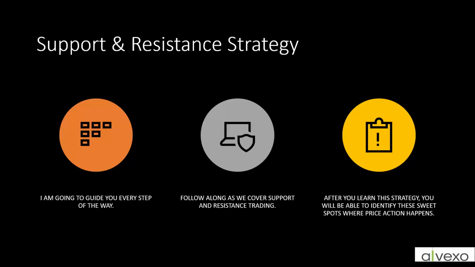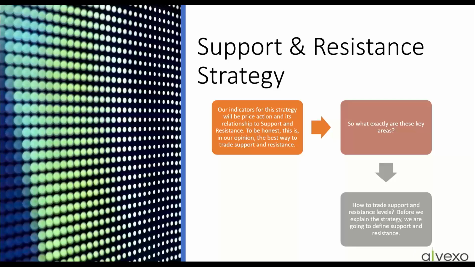So now I'm going to guide you through every step of the way. So follow along as we cover support and resistance trading. After you learn the strategy, you will be able to identify these sweet spots where price action happens. So our indicators for this strategy will be price action and its relationship to support and resistance or price levels. To be honest, this is, in my opinion, the best way to trade price levels.